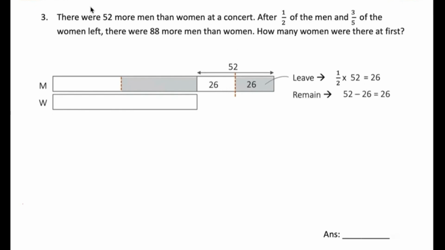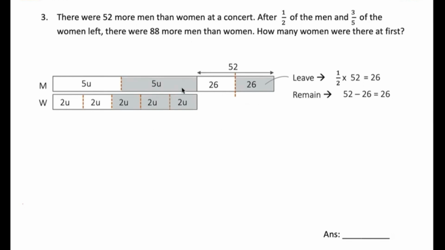Now let's look at the woman. It says 3/5 of the woman left. So the woman must be divided into 5 parts. 3/5 left. Now, next step is I need to find the common base. So this is the man, 2 parts, and this is the woman, 5 parts. They are supposed to be equal. So the lowest common multiple of 2 and 5 is 10. Easy. Let's make both of them 10 units. 5 units here, each will give you 10 units. Over here, each part I give 2 units. I'll get 10 units as well.